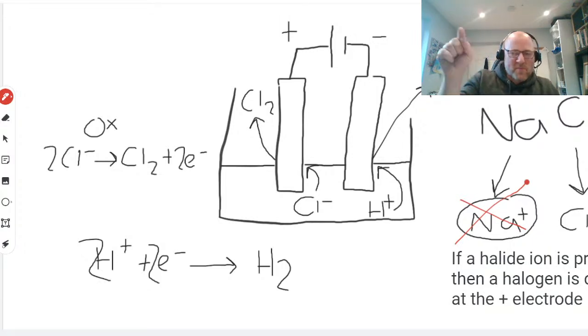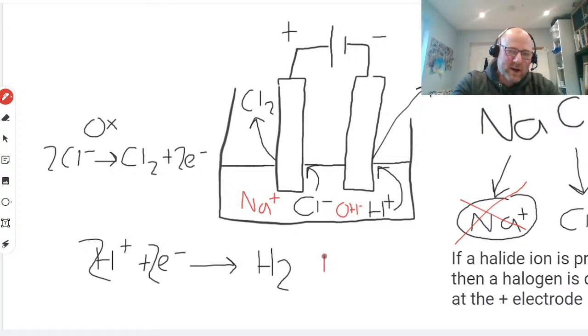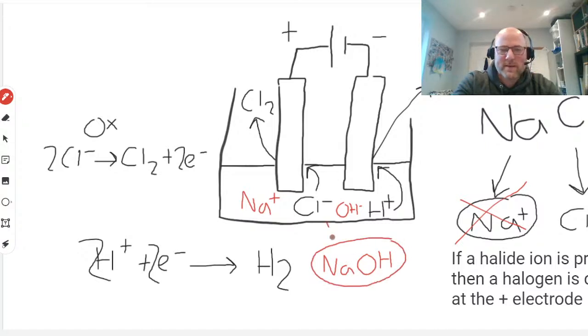Well, have a look. I've put a red cross through the ones that are left behind. So if these guys are coming off, and sodium is left behind, and hydroxide ions are left behind, our electrolyte is going to be sodium hydroxide. This is what's left behind, okay? That's all that's left over.